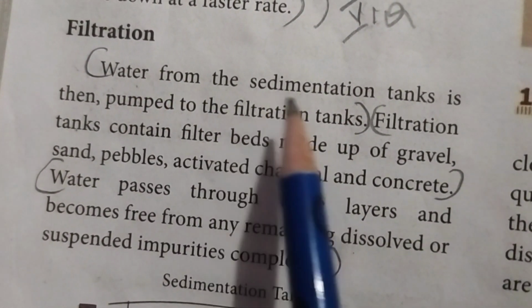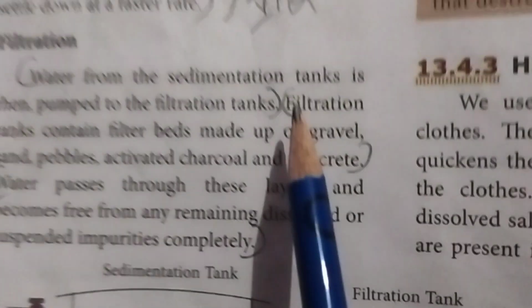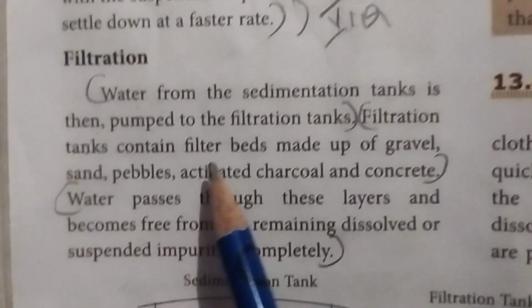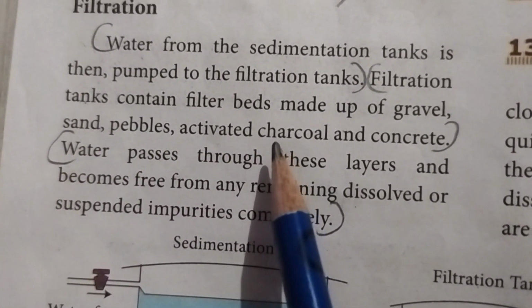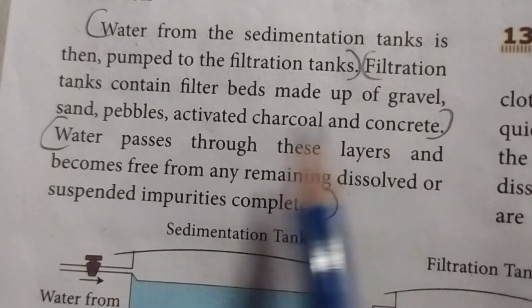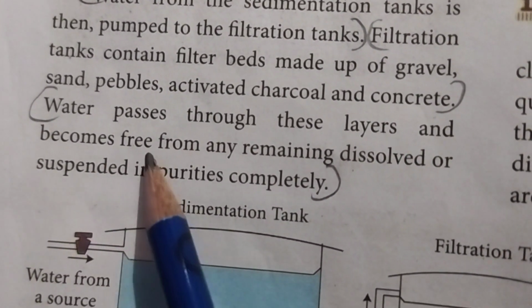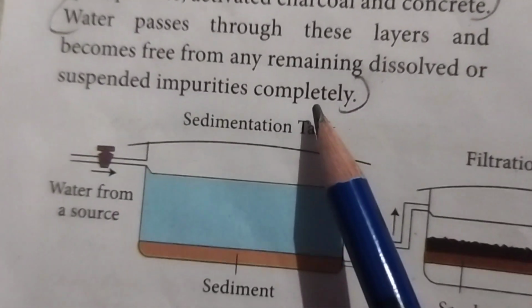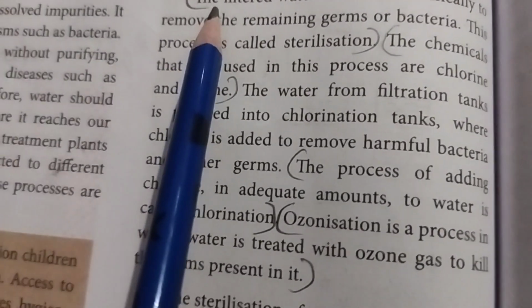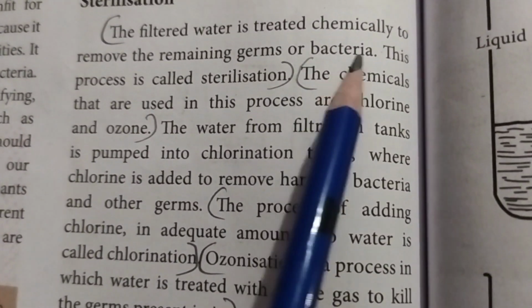Water from the sedimentation tank is then pumped to the filtration tanks. Up to this, one point. Next point, filtration tanks contain filter beds made up of gravel, sand, pebbles, activated charcoal and concrete. Up to this, one point. Next point, water passes through these layers and becomes free from any remaining dissolved or suspended impurities completely. After finishing this, draw this diagram. Next, sterilization. The filtered water is treated chemically to remove the remaining germs or bacteria. This process is called sterilization.